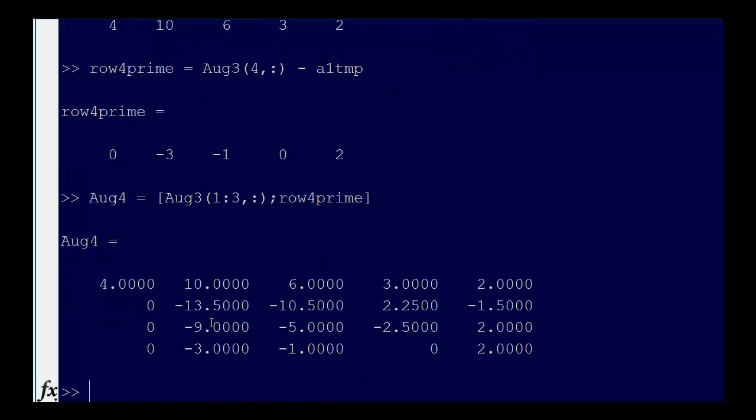Okay, yeah, so you can see we've gone through and we've zeroed out this one, we've zeroed out this one, we've zeroed out this one. Excellent. So now we just need to go through and zero out this one and then this one. So go ahead and do that. Let's see.